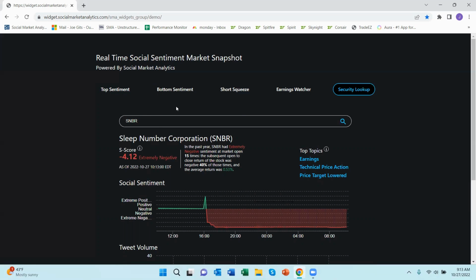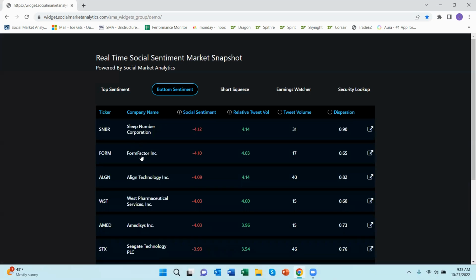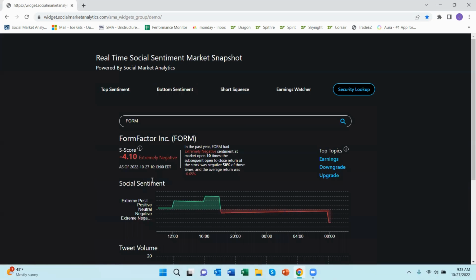And then the last one that I want to talk about today was Form Factor. Form Factor, earnings, downgrade, upgrade. So there's a little bit of disconnect between upgrades and downgrades, but it does, on average, go 0.65% lower. And this one is another one that had plenty of time to get in and is actually lower right now than it was at the open.